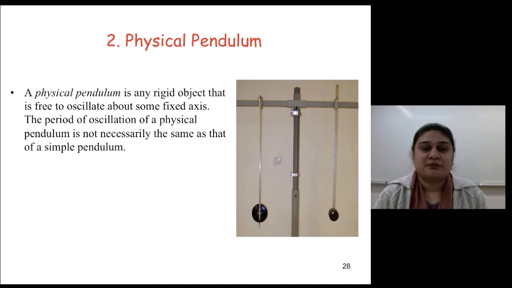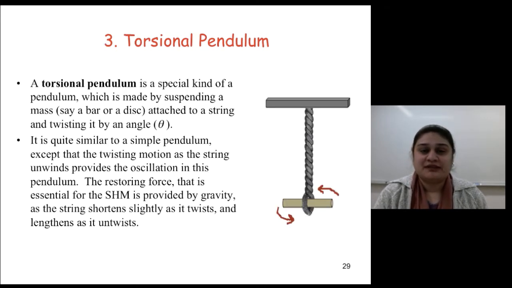Number 2, a physical pendulum. A physical pendulum could be any rigid object that is free to oscillate about some fixed axis. The period of oscillation of a physical pendulum is not necessarily the same as that of a simple pendulum. A torsional pendulum is a special kind of pendulum which is made by suspending a mass, say a bar or a disc, attached to a string and twisting it by an angle theta. It is quite similar to a simple pendulum except that the twisting motion as the string unwinds provides the oscillation in this pendulum. The restoring force essential for simple harmonic motion is provided by gravity, and as the string shortens it twists and lengthens as it untwists.